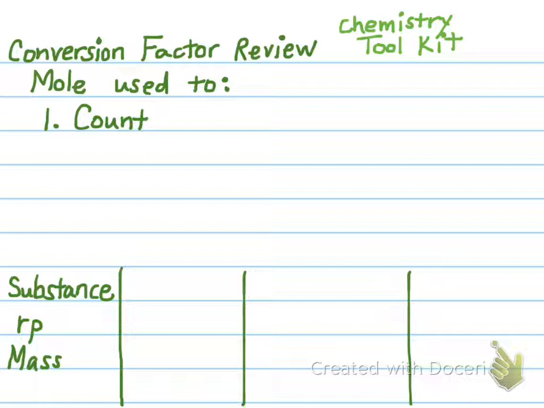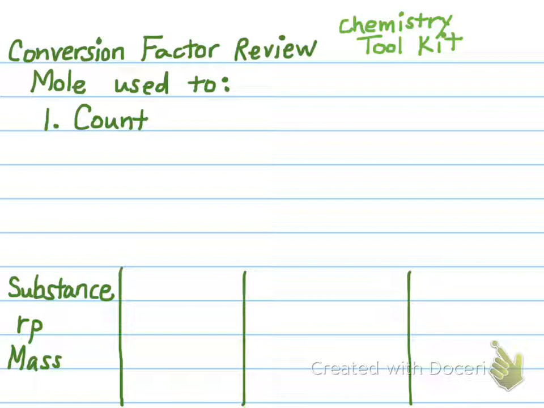So it's very important that you know where that index card is, and if you don't know where it is, that you create a new one with the information we're going to review right now. So remember, when we learned about moles, we learned that a mole can be used for 3 different things: for counting, for mass or weight, and for volume. And for each of those, there's a tool, at least one tool, on your chemistry toolkit.